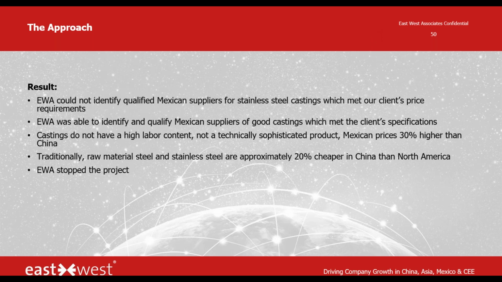And the next step was a hit. This was an interesting one. We could find qualified suppliers. That was good. They met the quality standards, but we couldn't hit the price points. And as we dug into it, there's not a lot of labor involved in this product. It's really driven by raw materials, frankly, and some investment in technology. Our pricing was 30% higher. If you look at raw material steel and raw stainless steel, even today as we speak, they're 20% cheaper in China.